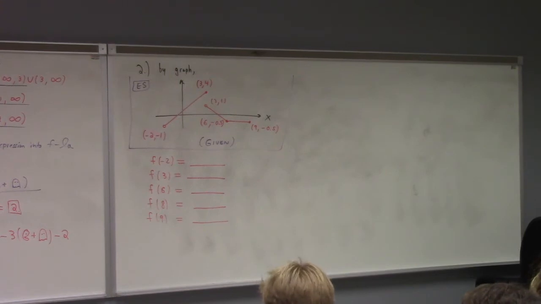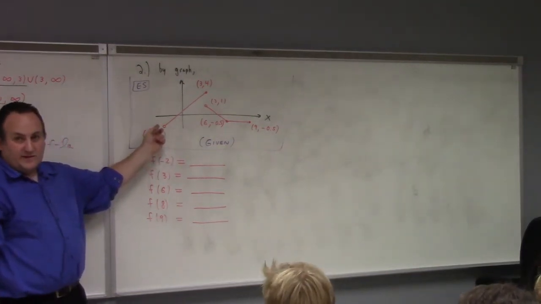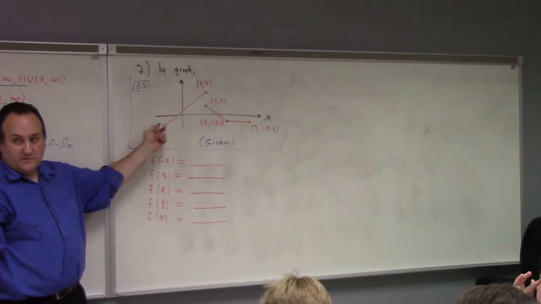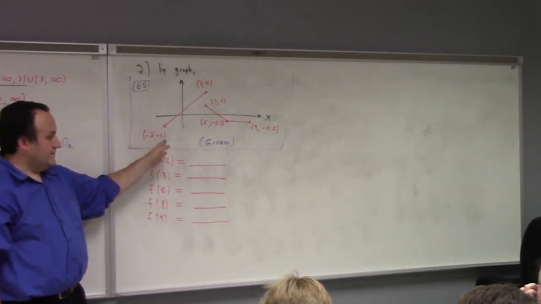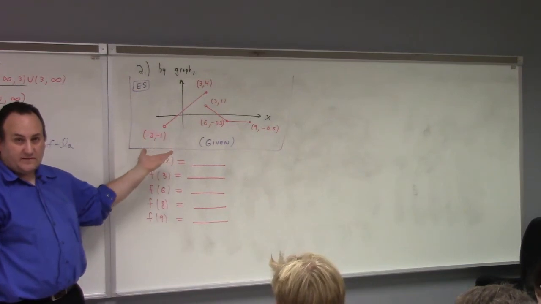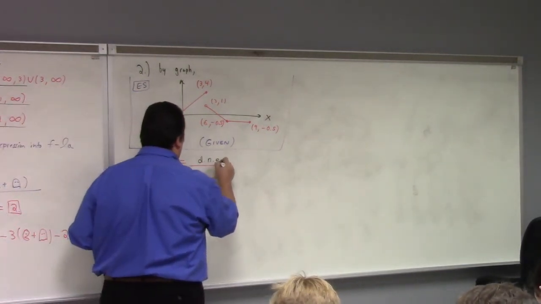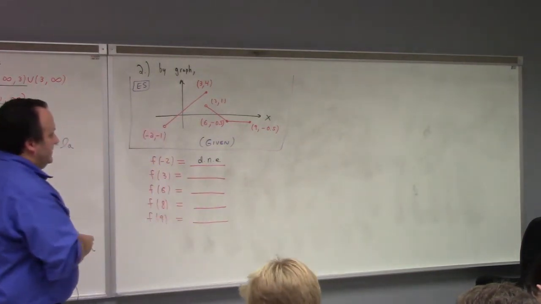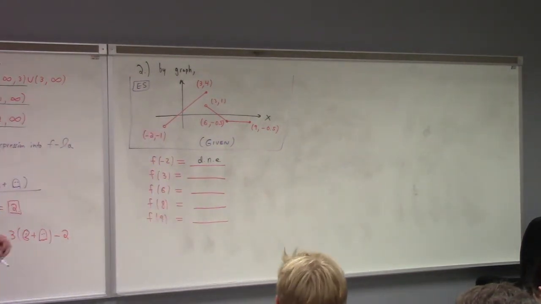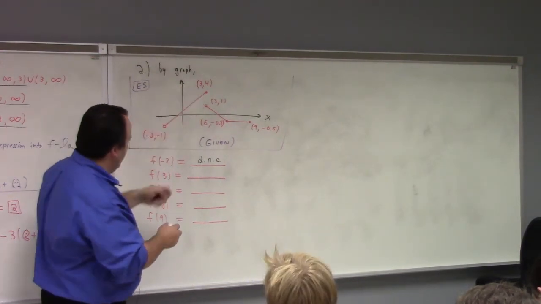Now, the first one is a trap. Because you see this circle right here? That means that we're not giving a value for the function at minus 2. So f of minus 2 does not exist if this is the graph. So we say DNE, does not exist. Now f of 3, go over here. F of 3 is 4.